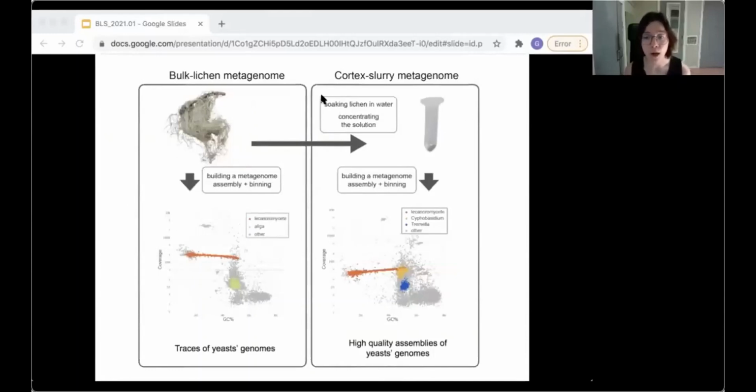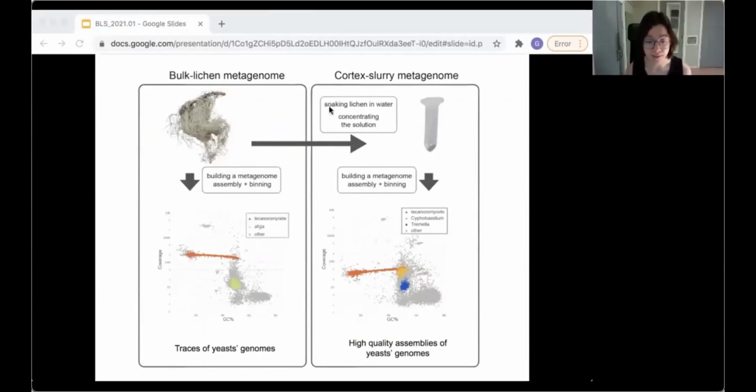So how and why did we make this cortex slurry? From the previous research, we knew that the yeasts live in lichen cortex. They are embedded in the extracellular matrix there. So we used hot water to dissolve this matrix. Then we concentrated the solution and used the resulting slurry to make a metagenome.